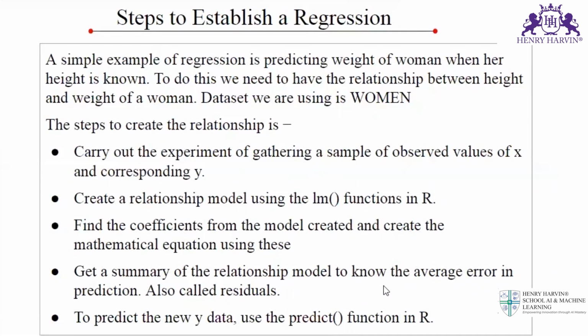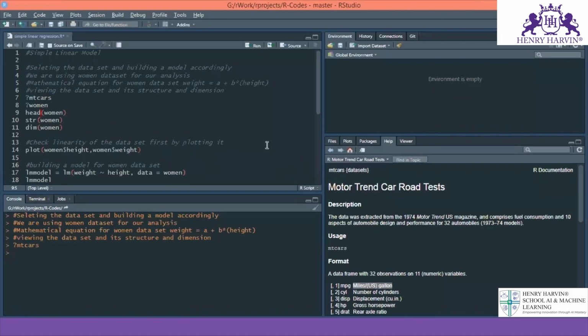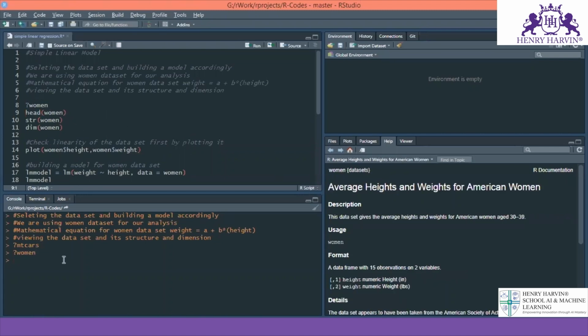And after that, I'll be showing you how to plot the graph and check whether the model is meeting our assumptions or not. So let's go to R and let's build the model. I have already written the code for you. The data set that I'm using is the women data set. As you can see, it is a data frame with 15 observations and 2 variables, that is height and weight, and the women are aged between 30 to 39.